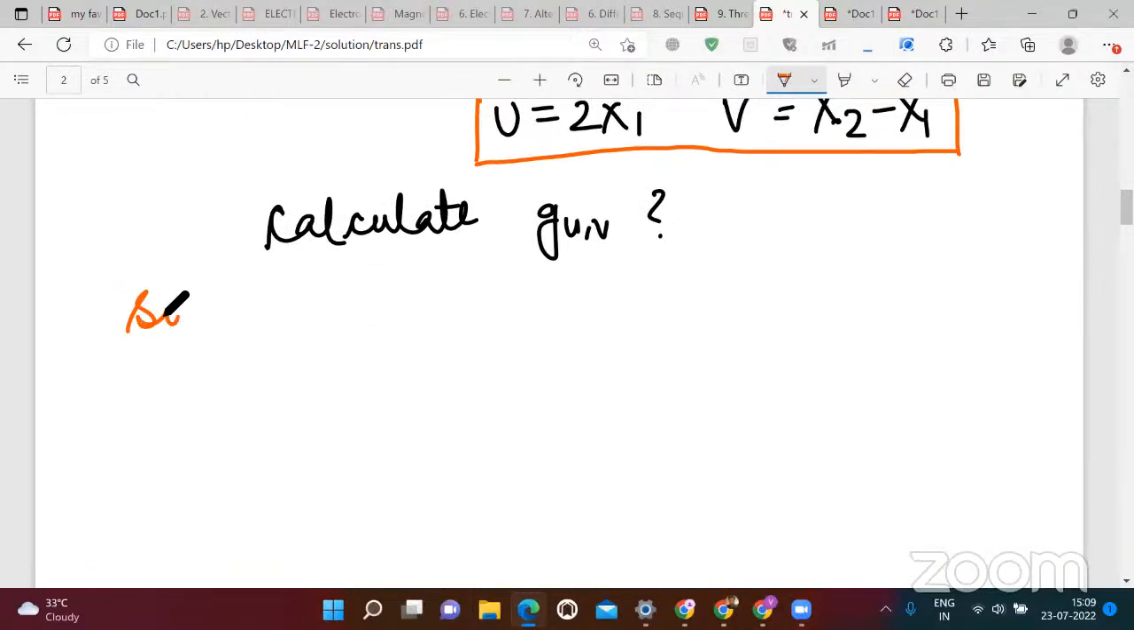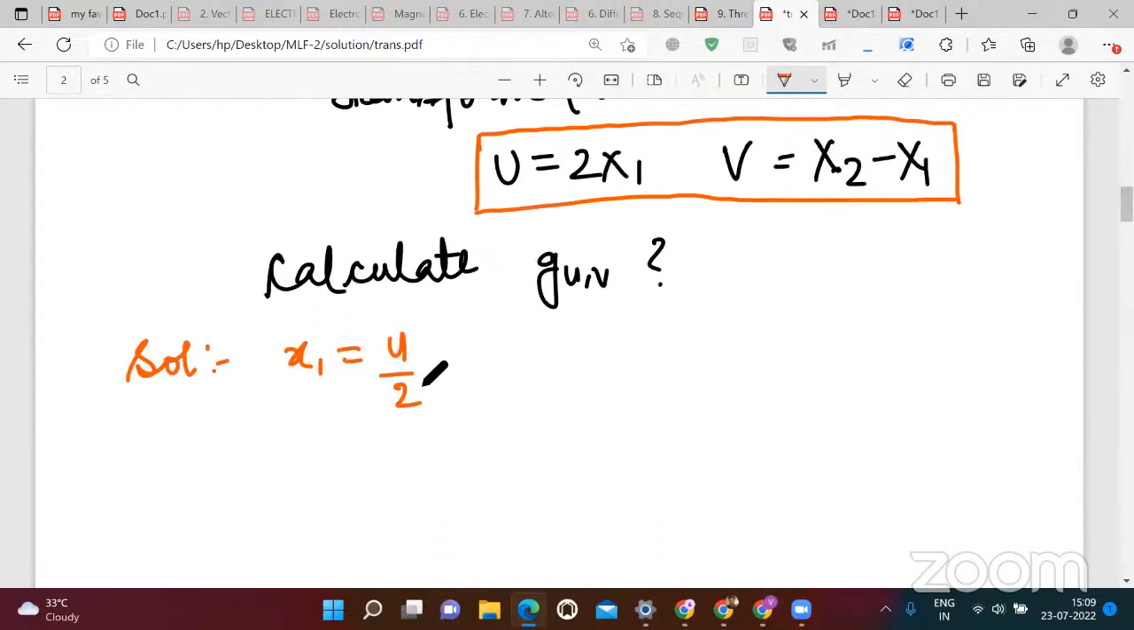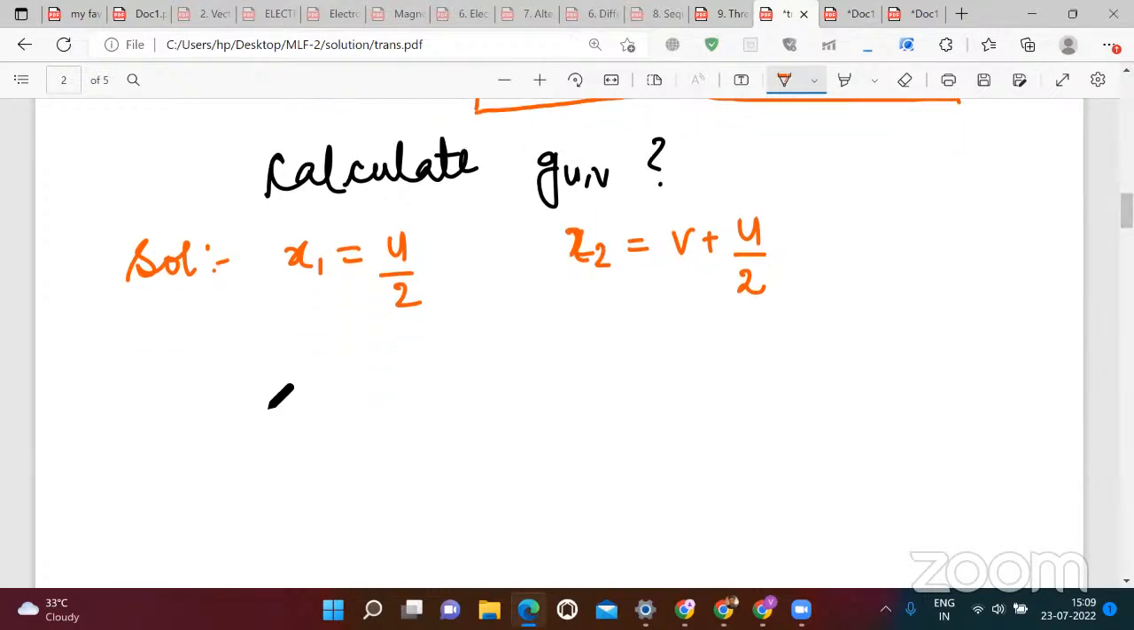Okay, I'll solve this. I don't think anybody is solving. If you write x1 and x2 in the form of u and v, x1 you can write like this, u by 2, and x2 you can write as v plus u by 2. And then if you calculate the Jacobian, tell me the value. What is the value here? 1 upon 2, 1 upon 2, 0, 1. So the Jacobian value you are getting is 1 upon 2, right?